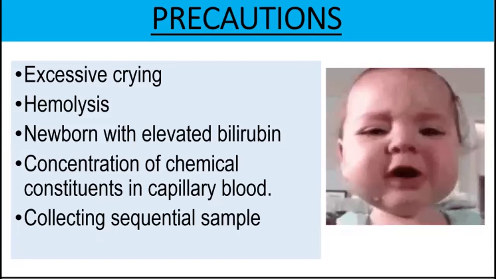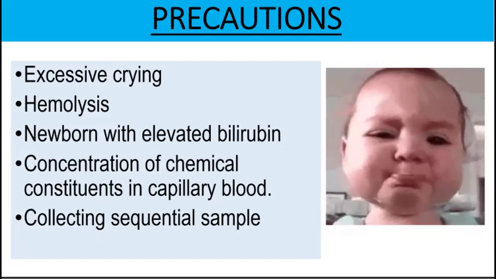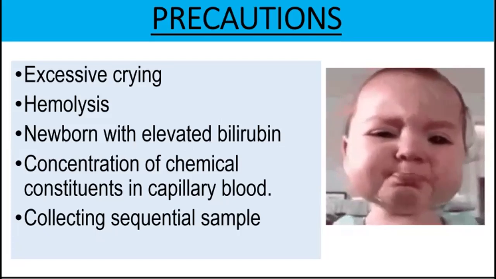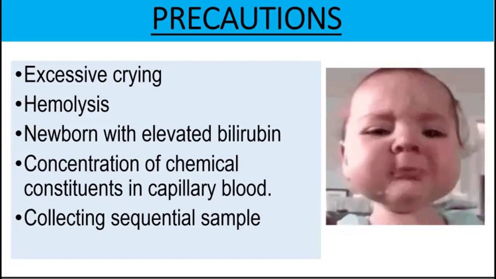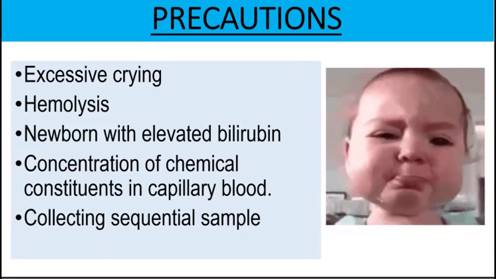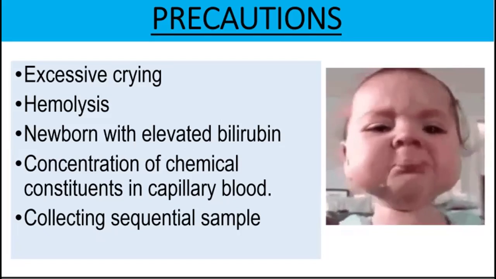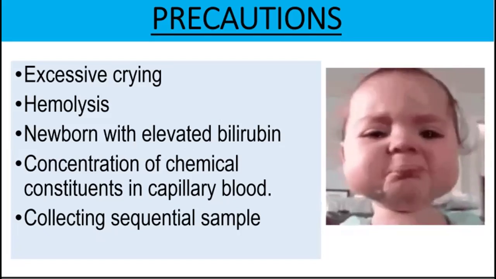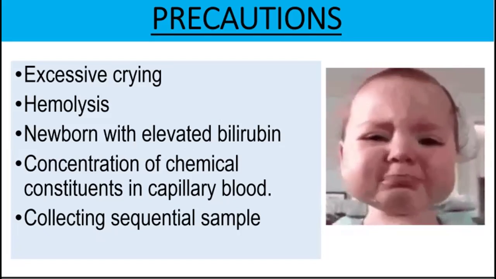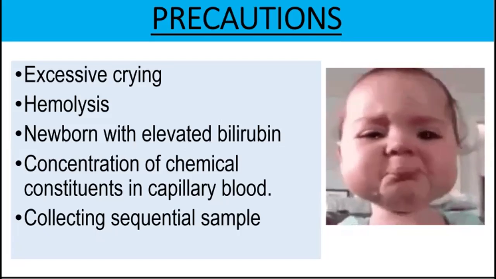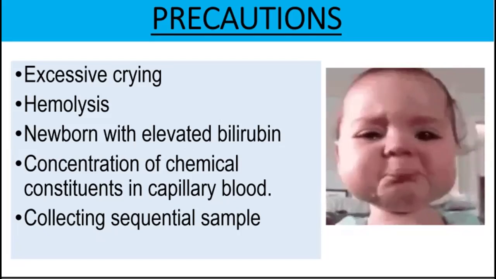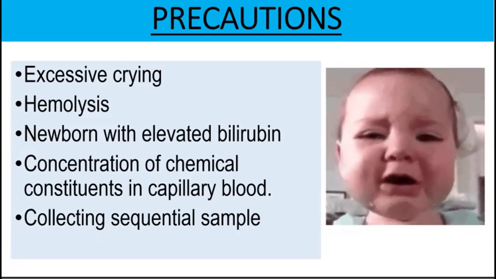Next is hemolysis. That is the greatest concern in capillary puncture. Of course, if hemolyzed, it will be rejected. For a newborn with elevated bilirubin, usually the yellow or dark yellow color of the serum will mask the hemolysis. So we cannot confirm if the sample is hemolyzed or not. The one thing that we can only confirm is that it's icteric.